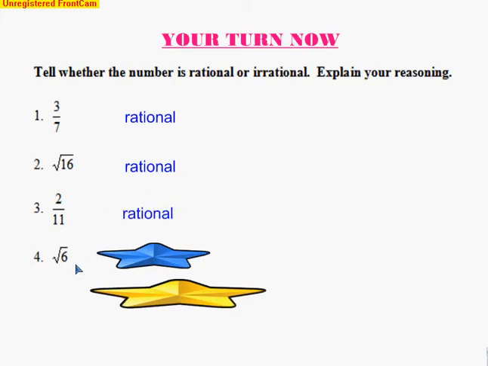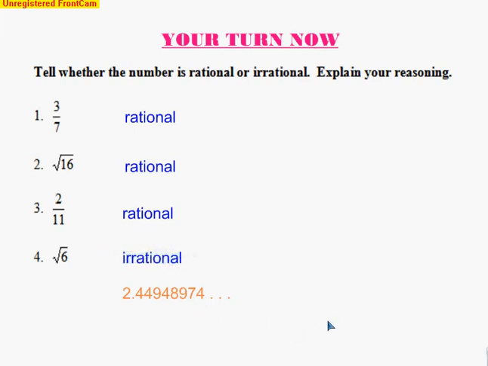And the square root of 6, if we think of this as a decimal, this would be our decimal for the square root of 6. We can see this decimal does not repeat and it does not terminate. Therefore, the square root of 6 would be irrational.